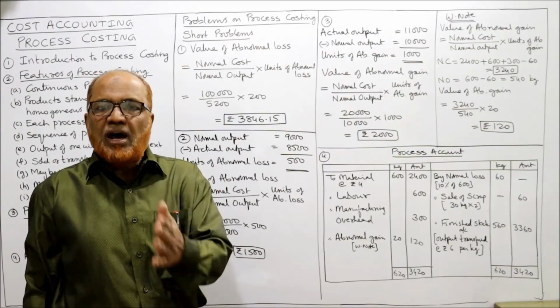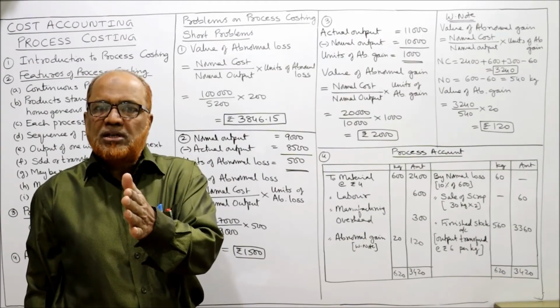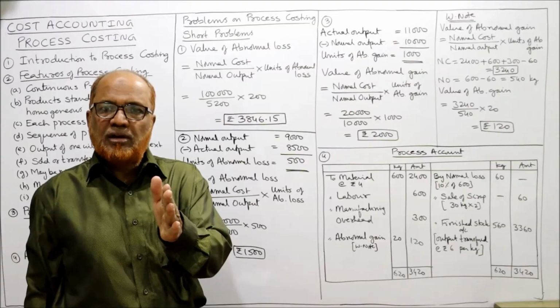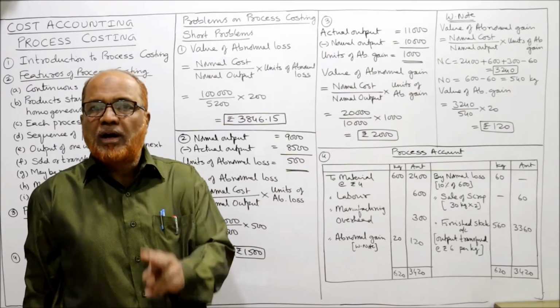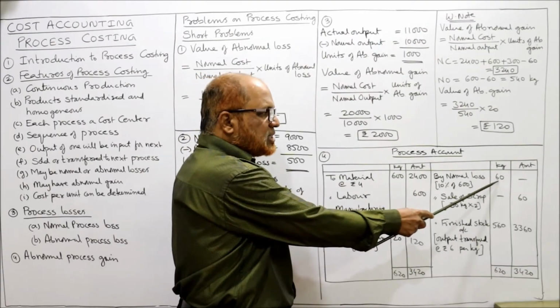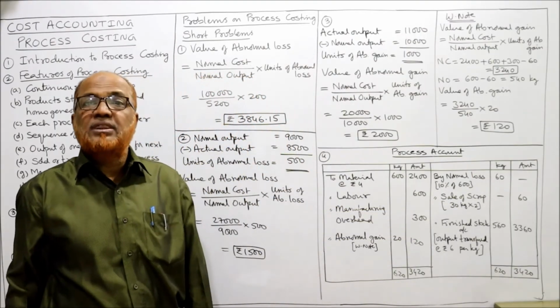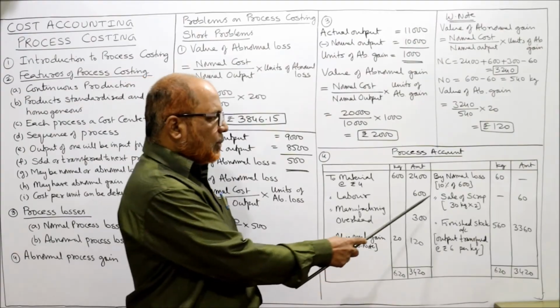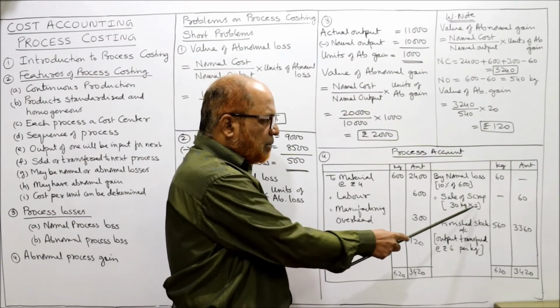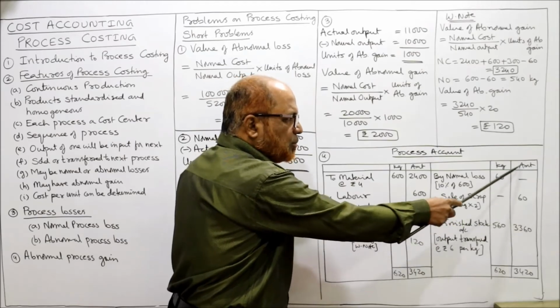And one more thing is given, half of the normal loss will have a scrap value. Half of the normal loss is sold at a scrap value at ₹2 per kilogram. So how many kilogram is the normal loss? 60. Half of 60 is 30 kilogram sold. So by sale of scrap, 30 kilogram into 2 rupees, so 60 rupees in the amount column.